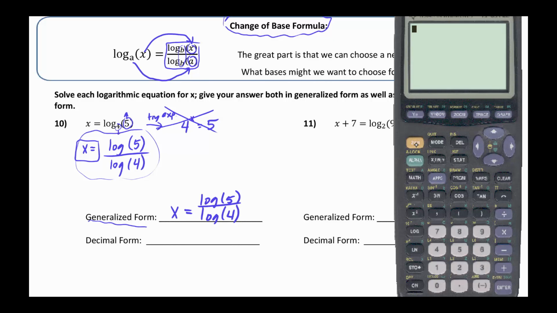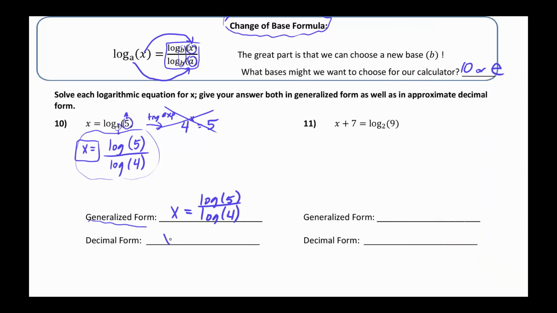Putting this in my calculator, I just have to hit the log button, so that's right down here. Log of 5, close my parentheses, make sure nothing else gets in there, divided by log of 4. If you don't close your parentheses, you start to get weird answers. Press enter. So x equals 1.1609. Again, that goes on forever, so just give me a couple of decimal places, put a couple of dots at the end showing me that it does not stop there, and we're good. Generalized form is the perfect form, and then decimal form is a nice approximation.